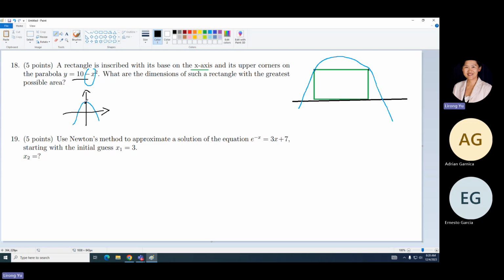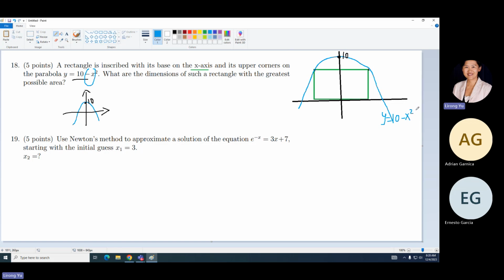And this point is where x equals 0. In this equation, if x equals 0, you will have a tangent. So if you have a y-axis here, a straight line, then right here the intersection will be 10. That's the relation between the rectangle and the parabola. The formula for the parabola is y equals 10 minus x squared.